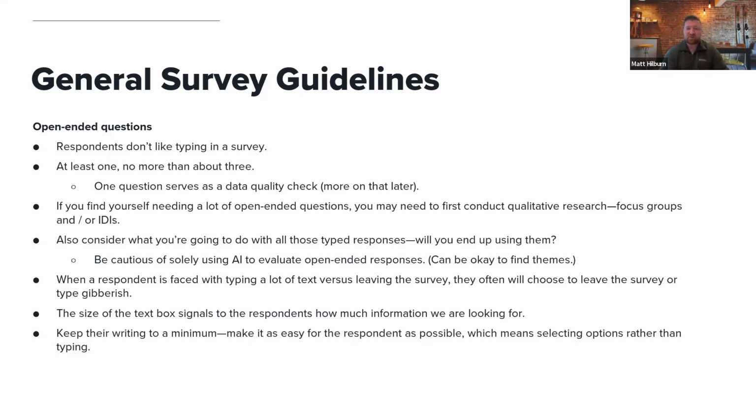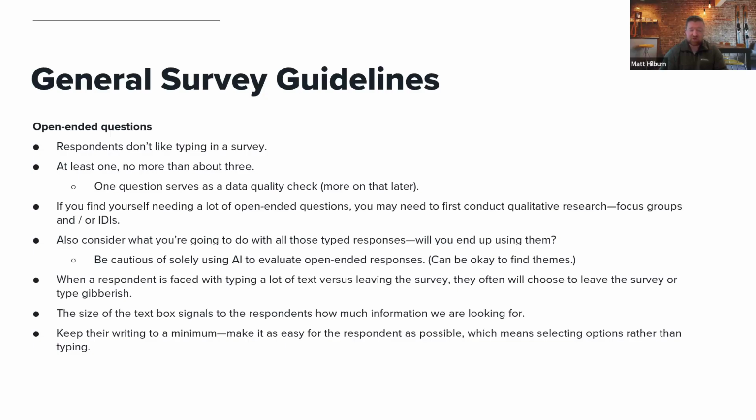The purpose of qualitative research is that it's exploratory research. We're exploring the topic and we're creating response options from their feedback that will go into the online survey. So just keep that in mind. People don't like typing when they're taking a survey. So you want to keep those to a minimum.